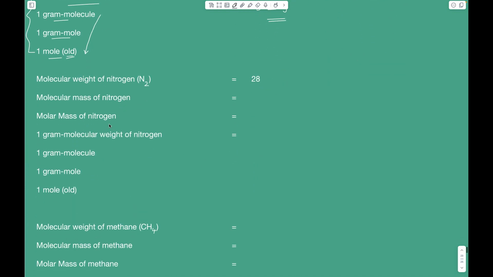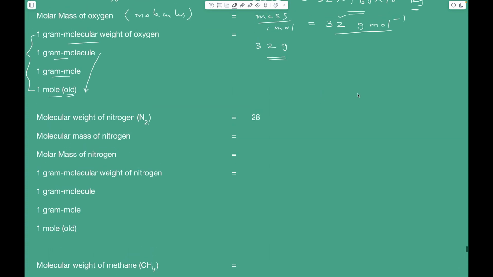Now, what is the molecular weight of nitrogen? Again, the experimentally measured atomic weight of nitrogen is 14, and we know that nitrogen is diatomic. That is, a molecule of nitrogen contains 2 nitrogen atoms. So its atomicity is 2. If you multiply its atomicity with its atomic weight, you will get its molecular weight. So the molecular weight of nitrogen is 28, or its relative molecular mass is 28, just the number 28.